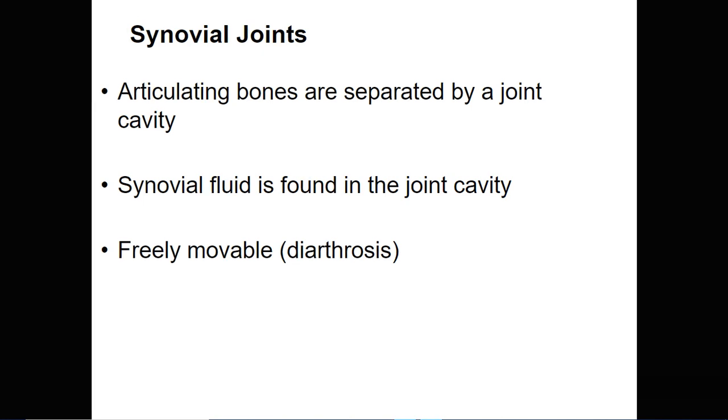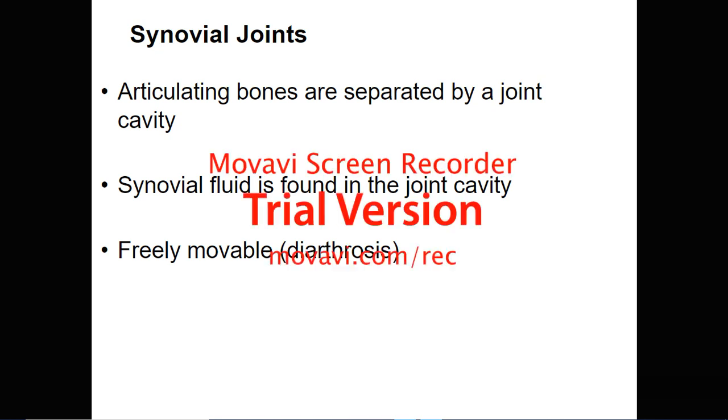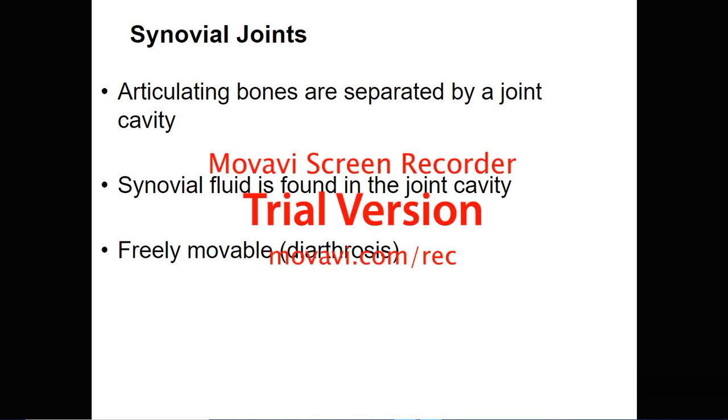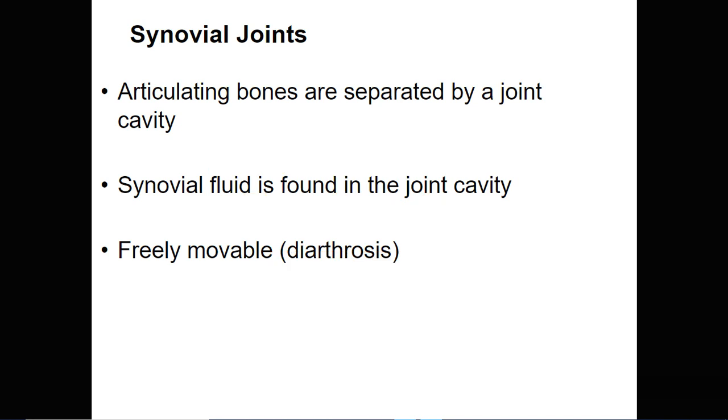Now we move on to the third type of classification of joints, the synovial joints. Synovial joints are those in which the articulating bones are separated by a fluid-containing joint cavity. Again, these are the only type of joint that has a cavity, and synovial fluid is found in the joint cavity. You can think of the synovial fluid as a lubricant, because synovial joints are freely movable. Essentially the arrangement of the bones in this joint cavity permits a lot of freedom.